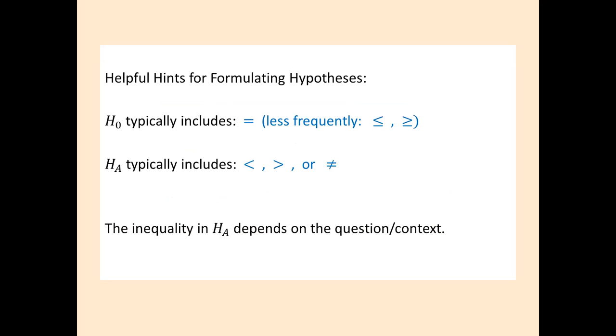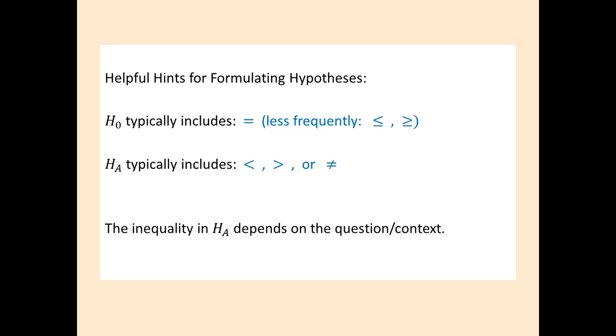The way that you write out hypotheses, basically, your alternative needs to have some kind of strict inequality. So either a less than, a greater than, or a not equal to. And then if you're going to follow along the way the book does things, you're just going to have an equals in the null. Although there are scenarios where it would be okay to have a less than or equal to or greater than or equal to.